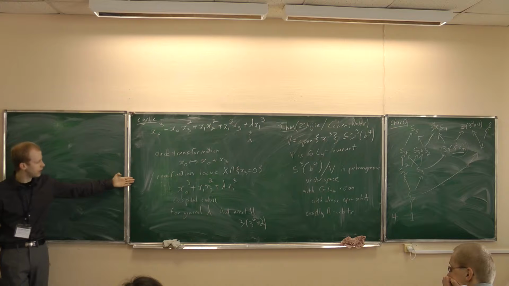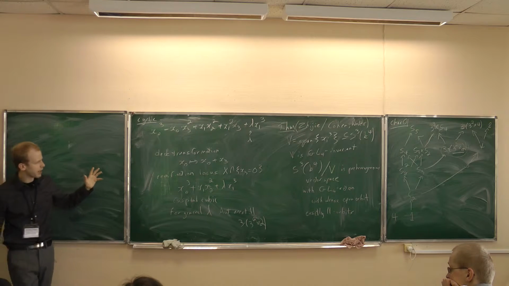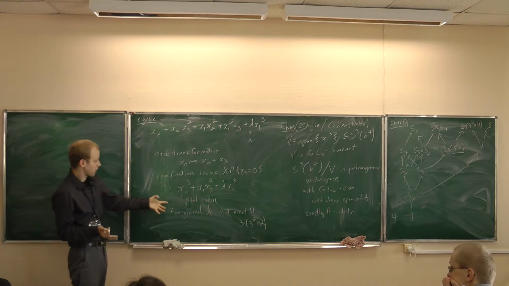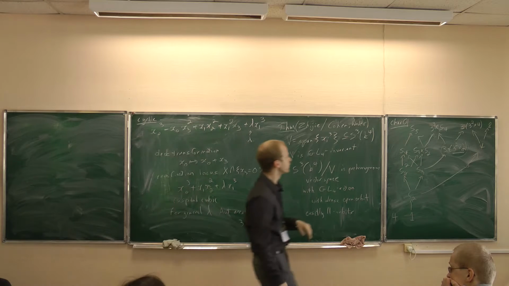But in characteristic 3, that analogy sort of breaks down, and you end up with only one special elliptic curve, and this isn't really even an elliptic curve anymore. So what happens to these additional guys?